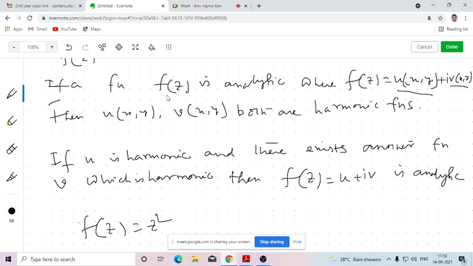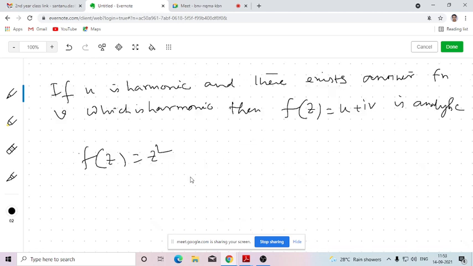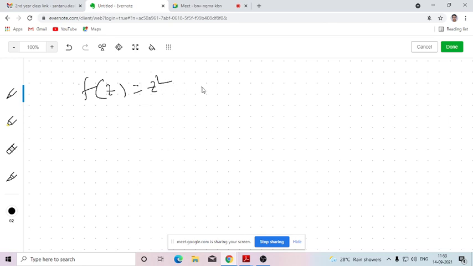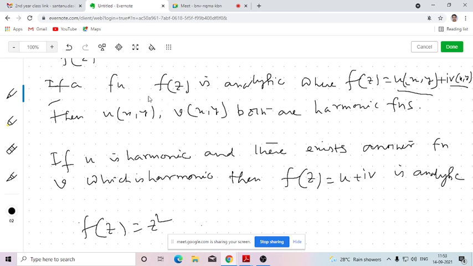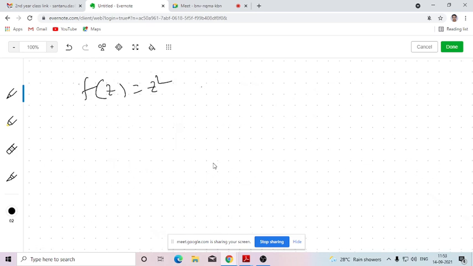Sir, if there is a question to check whether a function is analytic or not, instead of using the Cauchy-Riemann equation, can we use the harmonic function also? Yes, you can use this also. I am coming to this actually. For f(z) = z squared, from that we can conclude these two are vice versa, a necessary and sufficient condition.